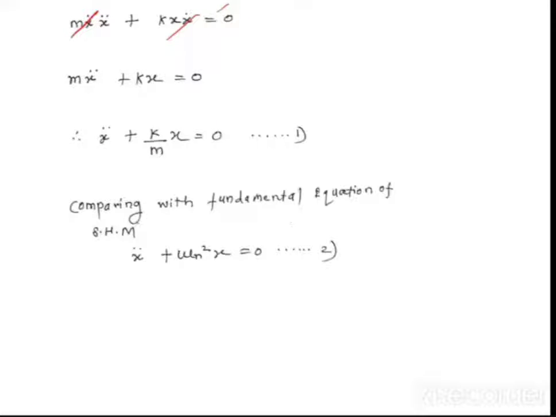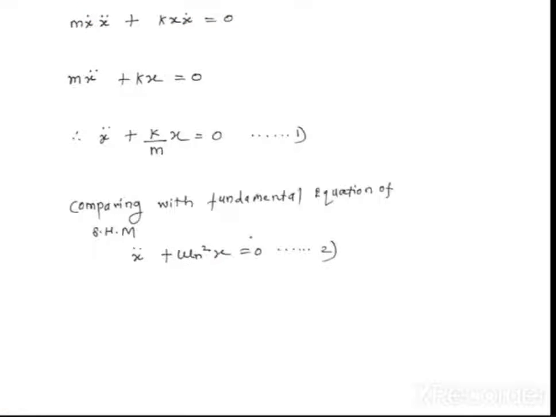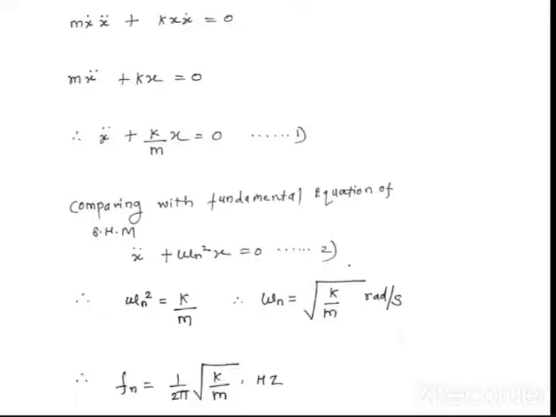Comparing with the fundamental equation of simple harmonic motion, what will you get? x double dot plus omega n squared x is equal to 0. So omega n squared is equal to k upon m, omega n is equal to square root of k upon m, and fn is equal to 1 upon 2 pi times that. So whichever method you apply, D'Alembert's principle, energy method, Newton's method, you are getting the same answer.